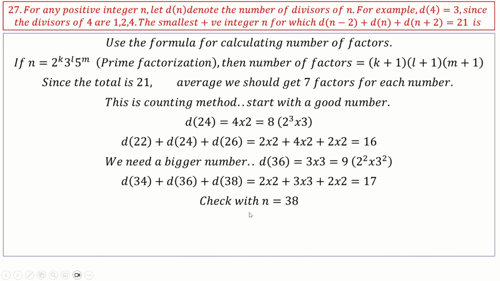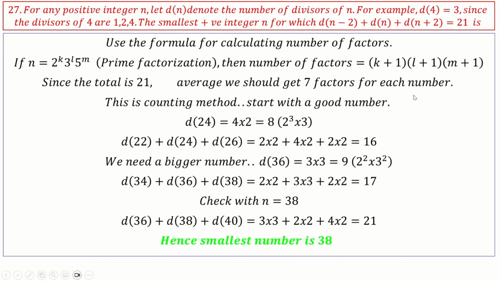So d36 plus d38 plus d40. This is 9, this is 4, and d40 has 4 into 2, which is 8. So if I count now, this is 21. Right, so my n is nothing but 38. This is the smallest positive integer for which this equation is possible. 38 is the answer. This is the simple trial and error method, and there is no complexity actually, so this is easy.